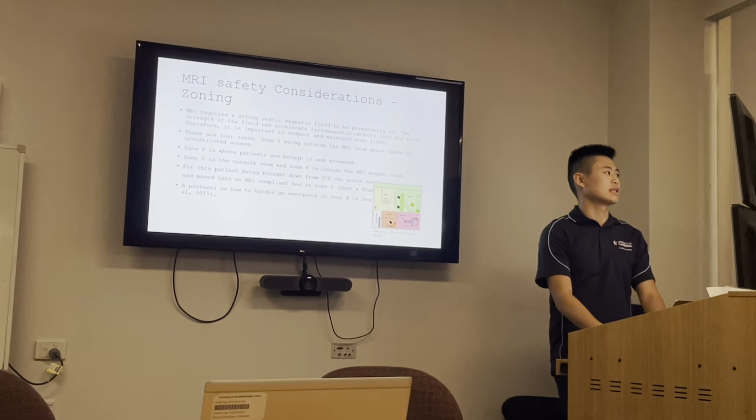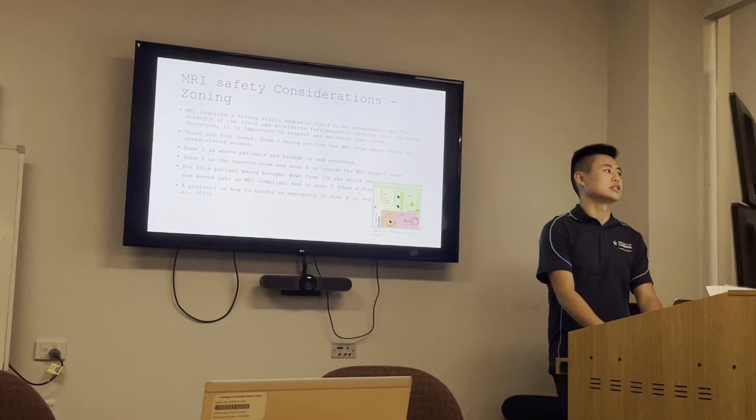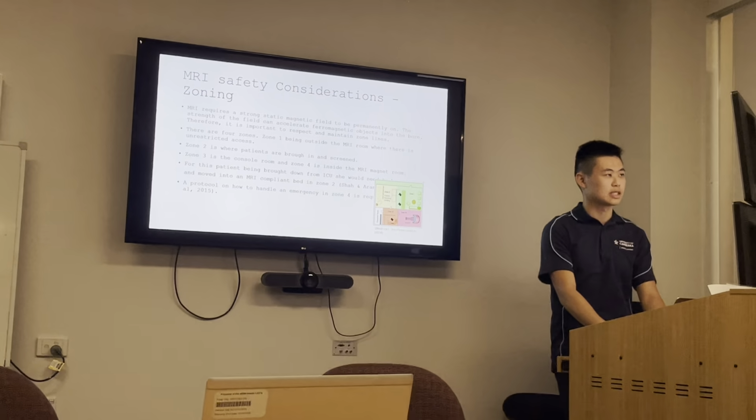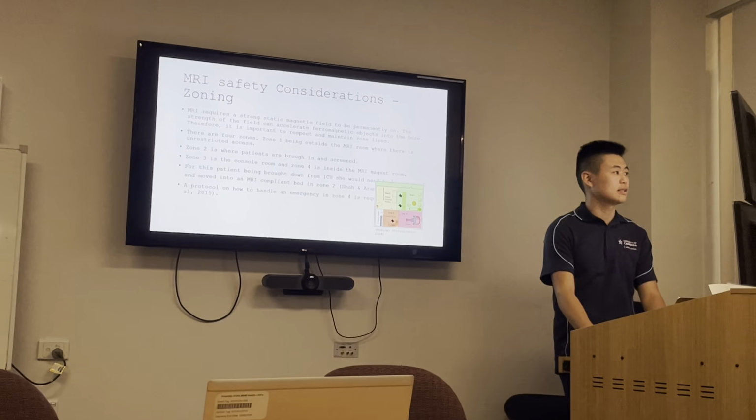And the next one is zoning. MRI requires a strong static magnetic field to be permanently on. The strength of the field can accelerate ferromagnetic objects into the bore. Therefore, it is important to respect and maintain the zone lines. There are 4 zones which you can see on here.